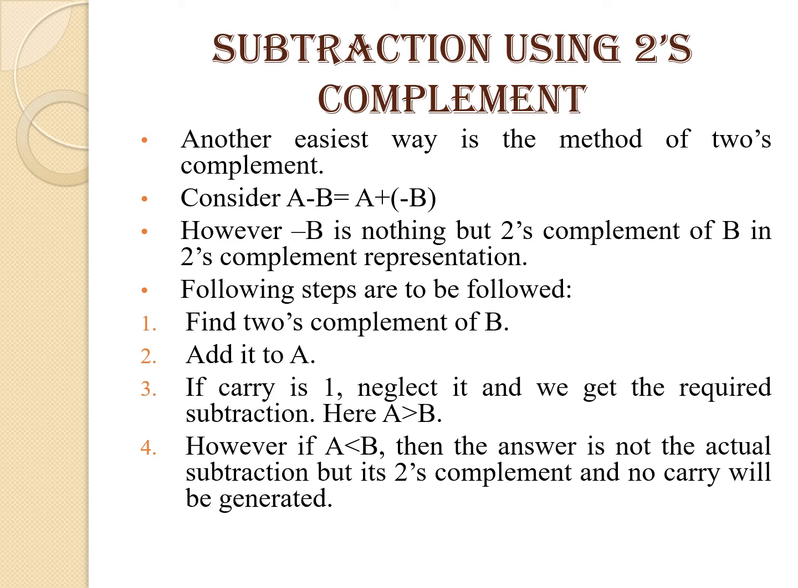Subtraction using 2's complement. Another easy way is the method of 2's complement. Consider a minus b, which is equal to a plus minus b. However, minus b is nothing but the 2's complement of b in 2's complement representation. The following steps are to be followed for subtraction using the 2's complement method. First of all find the 2's complement of b, add it to a. If carry is 1, neglect it and we will get the required subtraction. In this case, a will be greater than b.